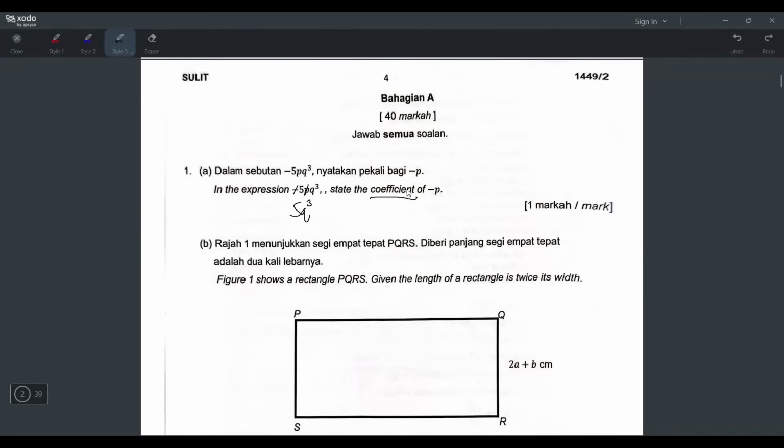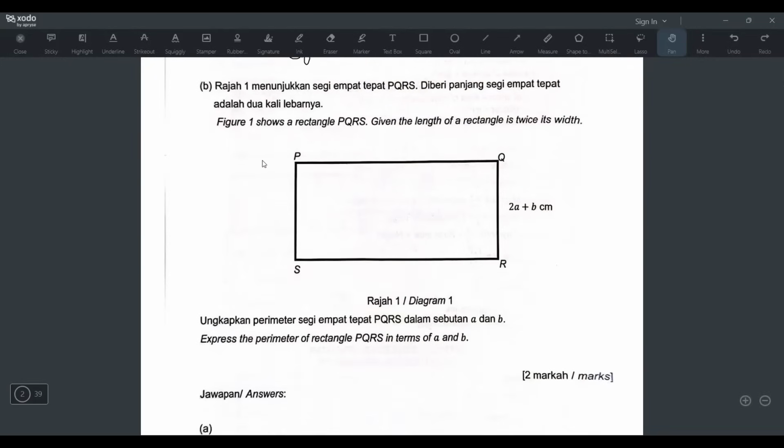Coefficient in Bahasa Melayu is called perkali. What is perkali? It means benda yang kali dia. So if I say perkali bagi negative p, it means siapa yang darab negative p. If you look at this, negative times 5 times p times q power 3. So the perkali for negative p will be 5q power 3. Perkali means you tengok siapa darab dia. That's the coefficient. Nothing much to explain. That's all.